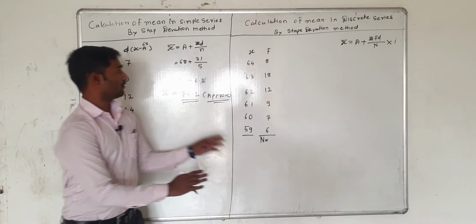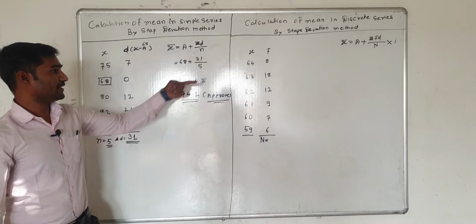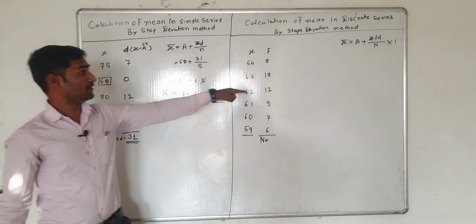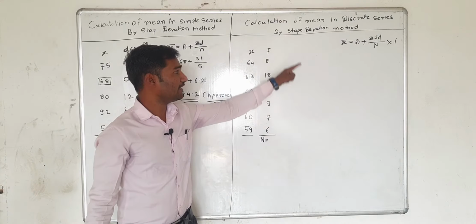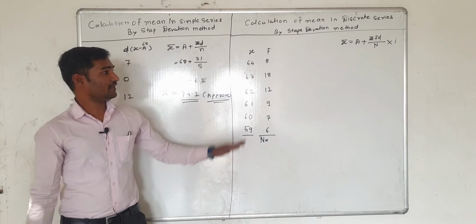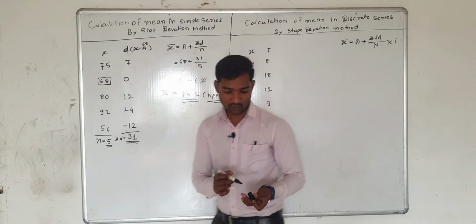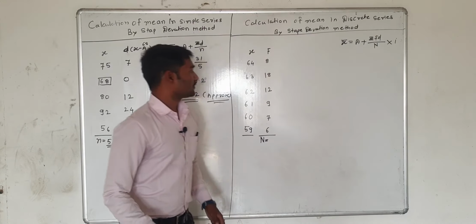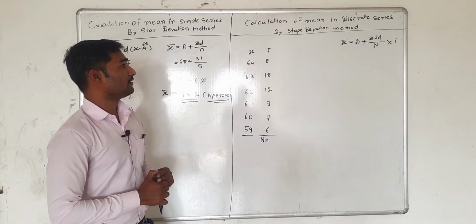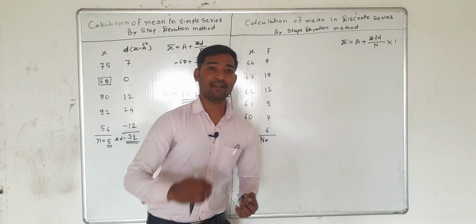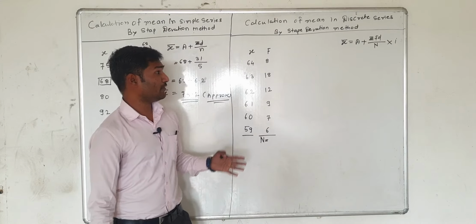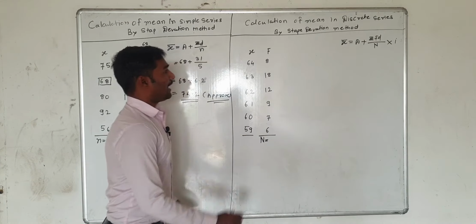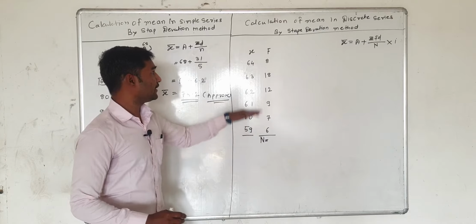Okay, so in the simple series formula there is no I, no capital N, no FD. But in discrete series there is capital A, summation of FD divided by N into I. So these are the notations in front of us. First of all, we will have to calculate D, then FD, then N and I.